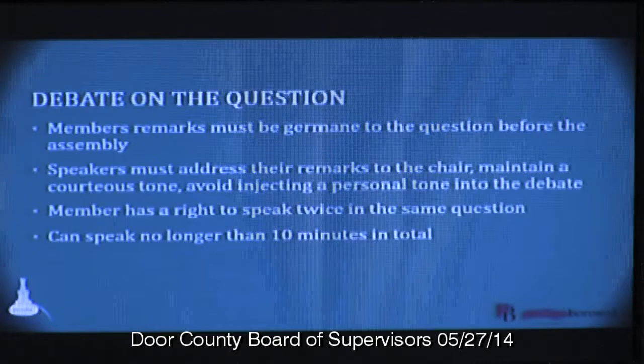Speaker must address their remarks to the chair, maintain a courteous tone, and avoid injecting a personal tone into the debate. A member has a right to speak twice on the same question, and can speak no longer than 10 minutes in total. A lot of boards don't follow that, and again, that's fine. But what this rule does is force you to think about what you're going to say. It forces you to plan your debate. So every time a supervisor gets up, you want to comment on that. Another supervisor gives you a comment. This forces you to think about it a little bit and prepare your remarks.